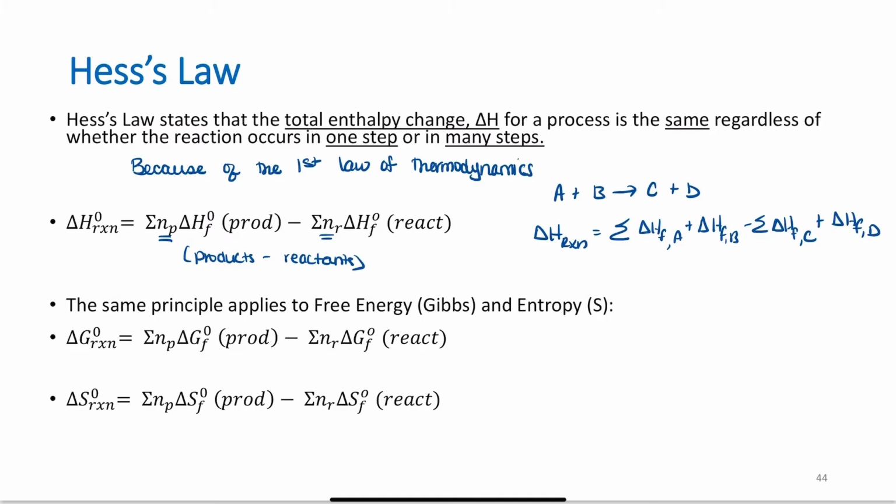But the same principle applies to entropy and Gibbs free energy. We can follow the same process. Another application of Hess's law is when we had given reactions and we were trying to find a target reaction, we can manipulate those reactions to find our target reaction. We can do that as well for delta S and delta G because they're all state functions.